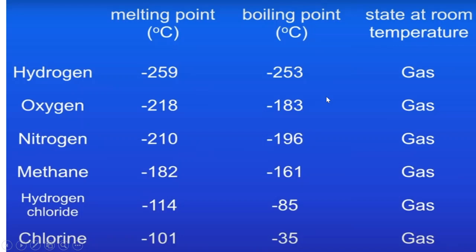Okay, so we're going to come on now. Again, a little bit of GCSE. We're going to look at the properties of these simple molecules in terms of melting and boiling points. And as you can see, these simple molecules tend to have these low melting and boiling points, but they do have a boiling point. There is a point at which they will become a liquid.